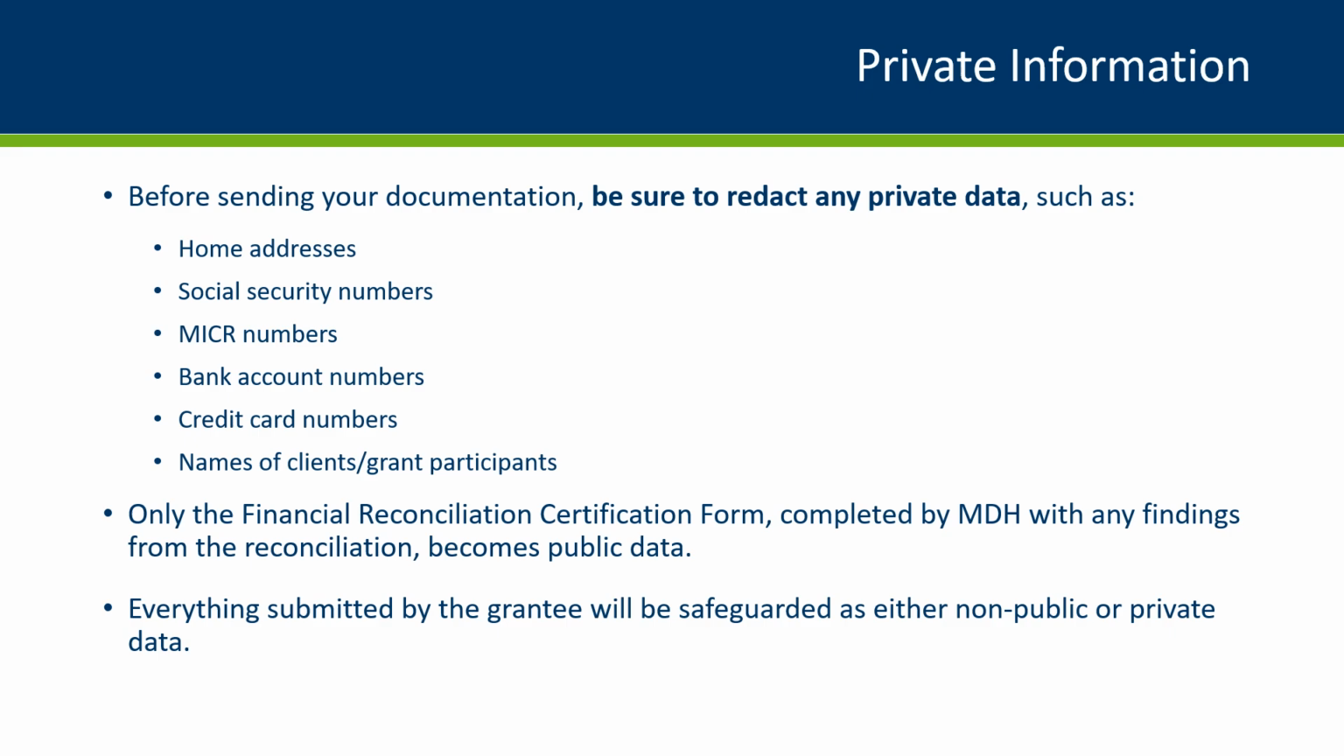Please remember that many of the reports or copies that you send us have private information. Before sending your documentation, please be sure to redact or cross out any private data, such as home addresses, social security numbers, MICR numbers, bank account numbers, credit card numbers, names of clients or grant participants. Only the Financial Reconciliation Certification Form completed by MDH with any findings from the reconciliation becomes public data. Everything submitted by the grantee will be safeguarded as either non-public or private.